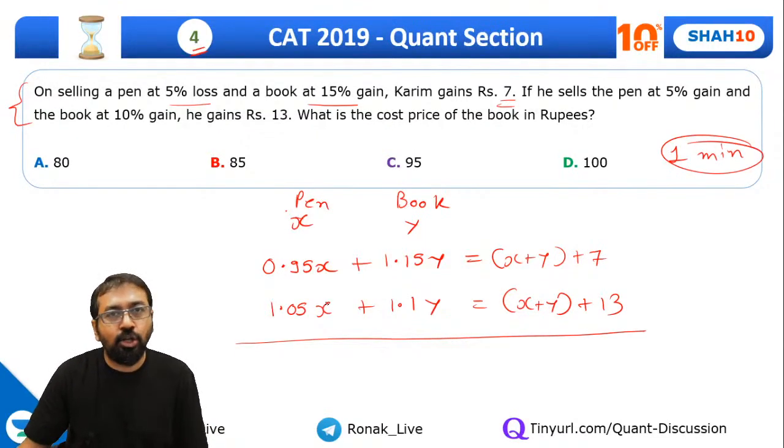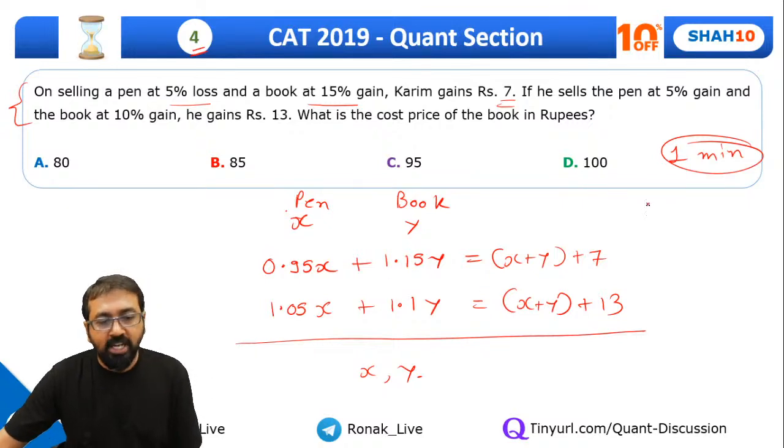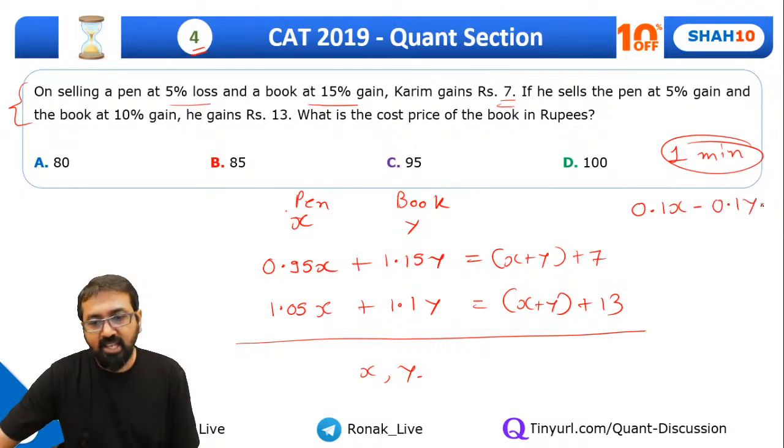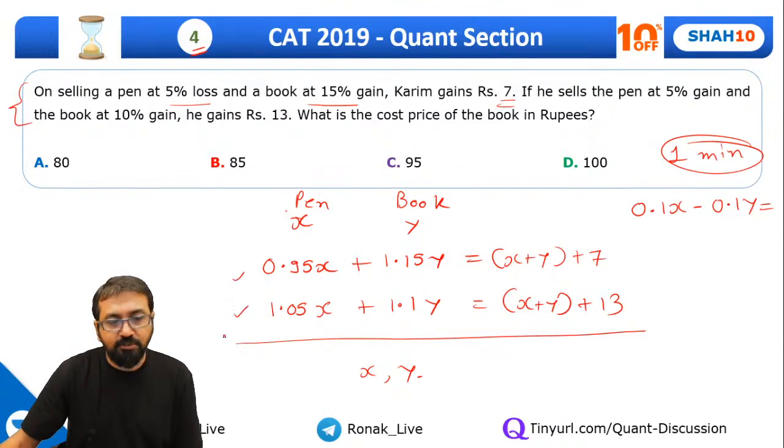Of course you can solve two equations and you can get the answer. Even if you want, you can simply subtract one equation from another. So what will you get? You will get 0.1x minus 0.1y is equal to, this will come out to be 13 minus 7. I'm subtracting the first equation from the second equation.